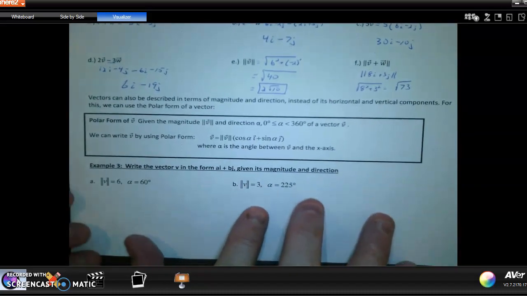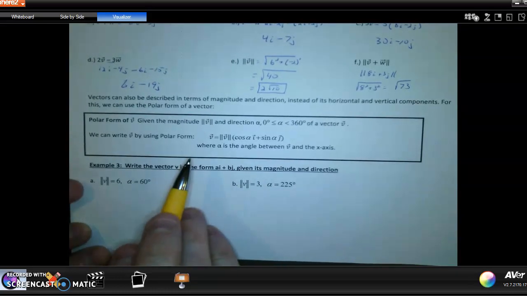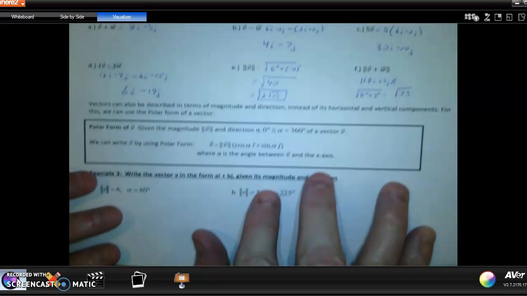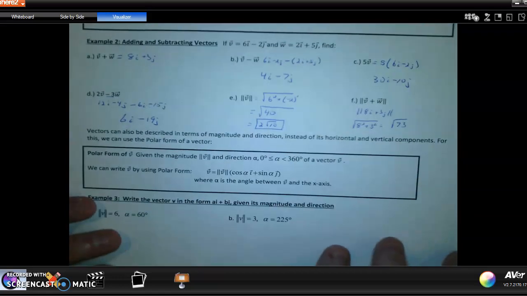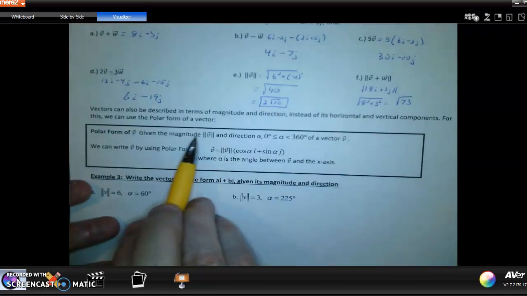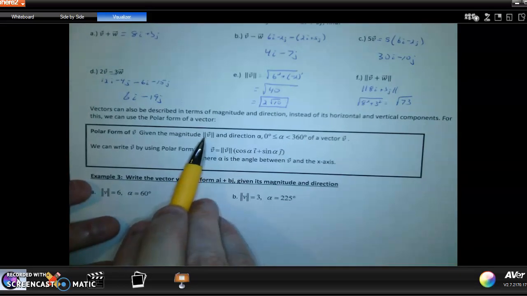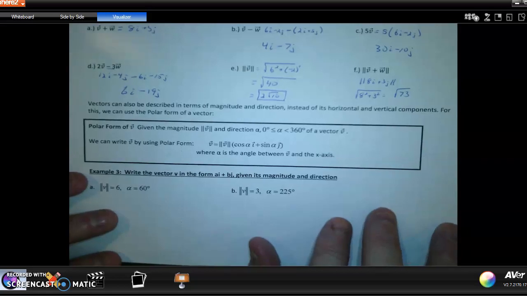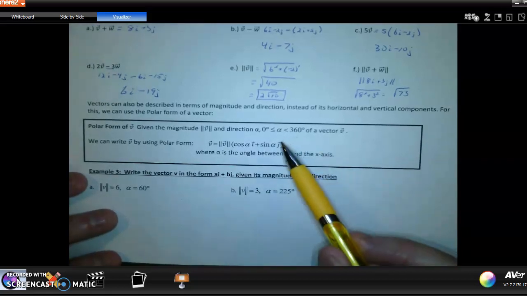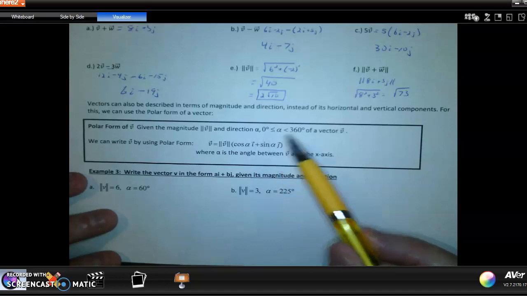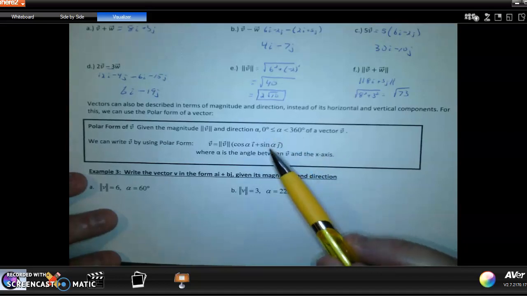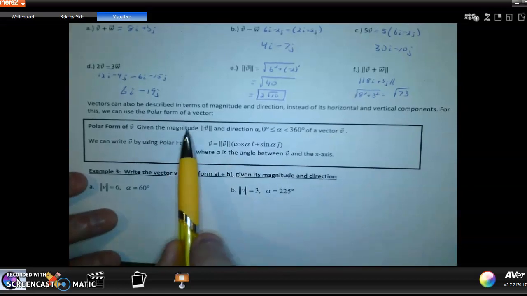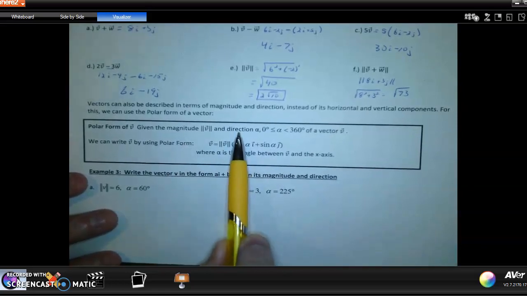What if I gave you the magnitude? So I didn't tell you the xy coordinate of the vector like I did up on these two. Instead, I'm going to tell you the magnitude of the vector, so how long is the vector, and I'm also going to tell you the direction that the vector is traveling. So I'm going to use an angle. I'm going to say it's going 30 degrees, or 90 degrees, or 120, or whatever. So I'm going to give you the magnitude, and I'm going to give you the direction.